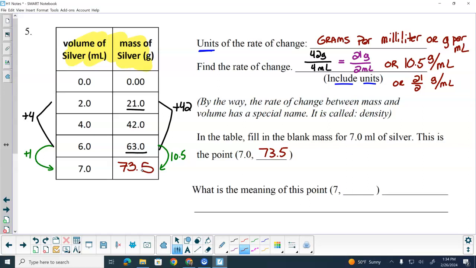Really important to pay attention to these because these are all going up by 2, 2, 2, 2, then 1. You need to pay attention. You can't just assume it's 2 and then go up by 2 over here. So make sure you're paying attention.